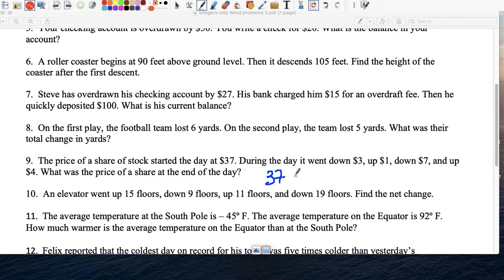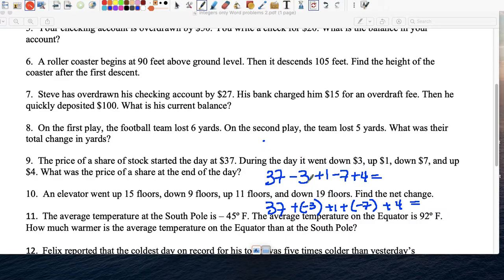It went down by 3, so you can do minus 3. Up 1 or plus 1, down 7 or minus 7, and then up 4 or plus 4. So that's one way of writing it. If you want to write it this way, you can also write it. Notice that it's the same thing. So 37 plus negative 3 plus 1 plus negative 7 plus 4. So if you ended up writing it that way, it's okay too. It means the same thing.